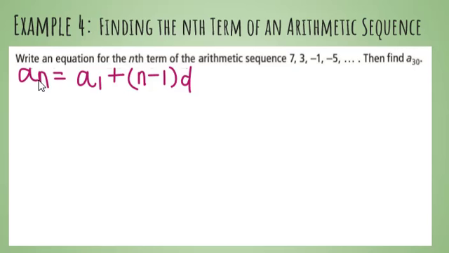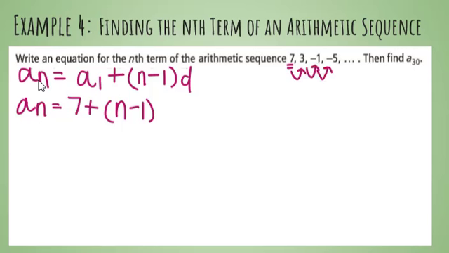So a sub n is going to stay a sub n. A sub 1 is referring to this first term in your sequence, which is 7. N minus 1 is also going to stay. And then d is referring to the common difference. What am I adding or subtracting each time to generate the next number? And you should see that you're subtracting 4 each time. So that means my common difference is negative 4. So even though this is written kind of like a little bit backwards, we're still going to be distributing this negative 4.